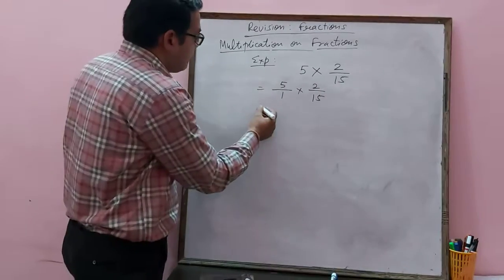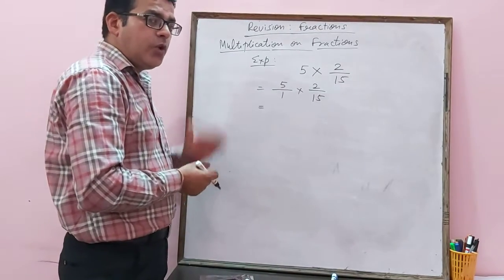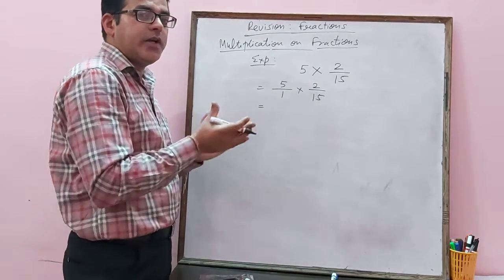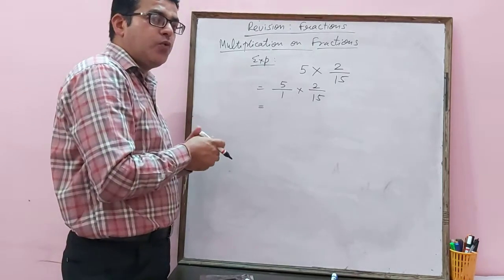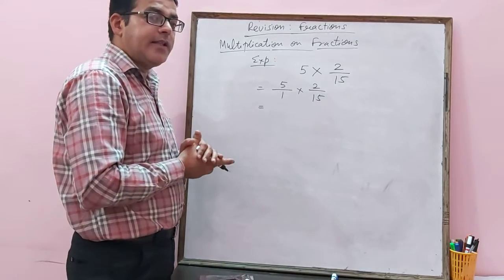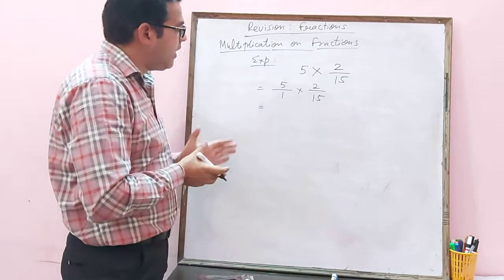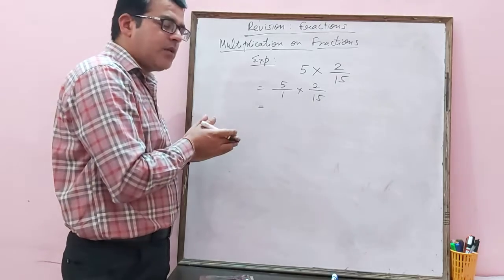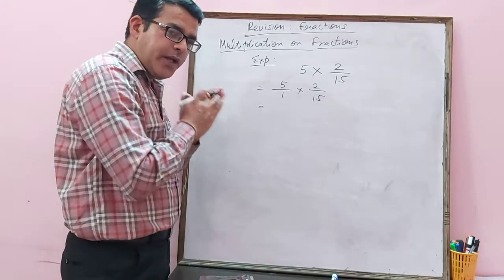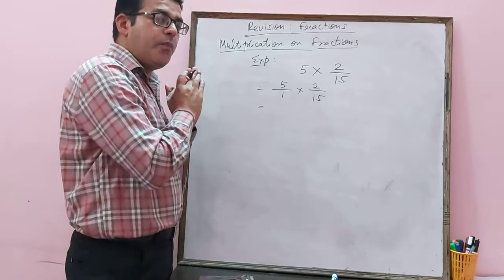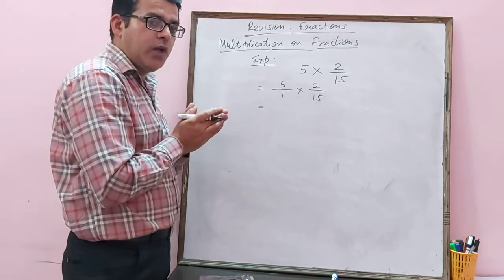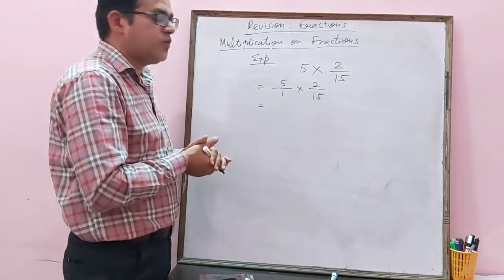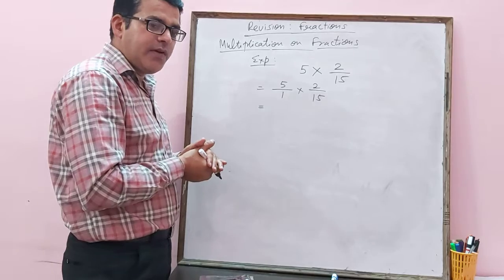Now see, you know that for addition and subtraction we need to make denominators the same, and we have to do that by taking the LCM of the denominators. But here in multiplication, let me clear it. This is very simple. No need to take the LCM. No need to make their denominators equal. So we can directly multiply one fraction with the other fraction. This is a very simple thing.